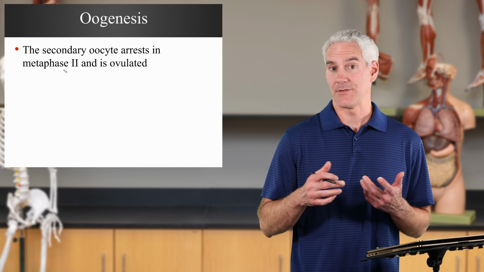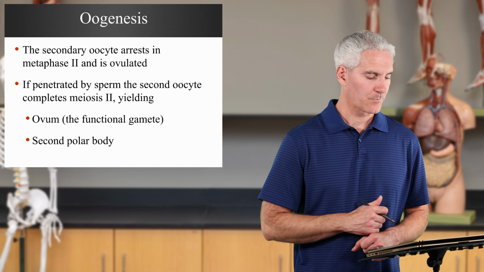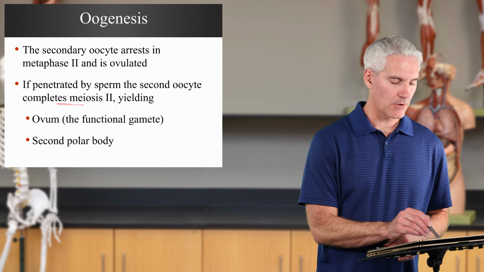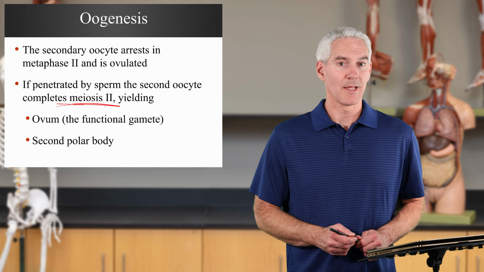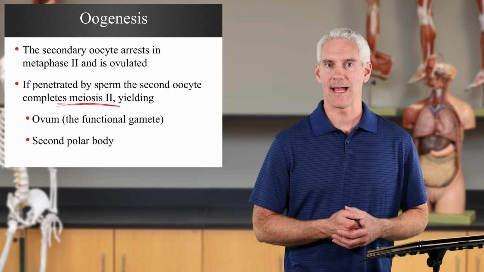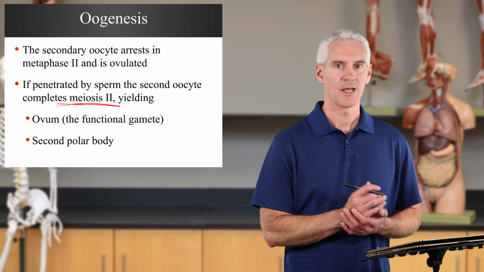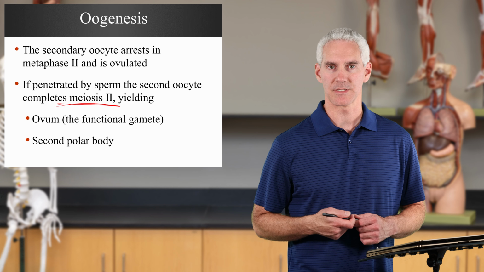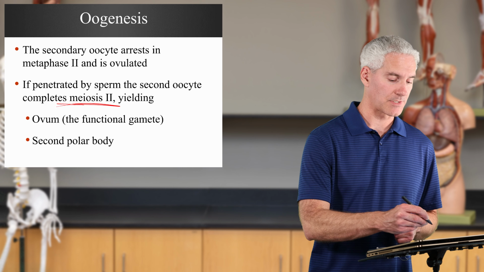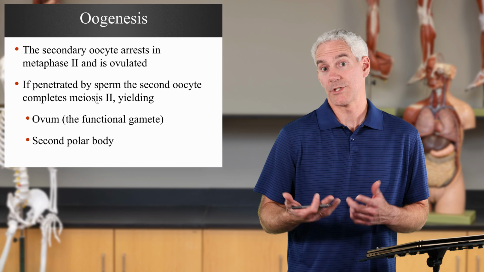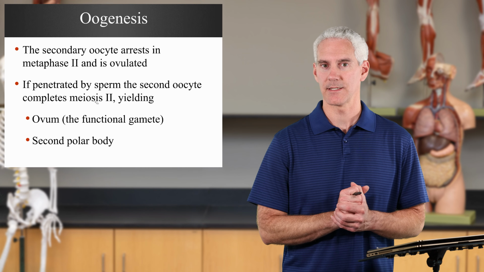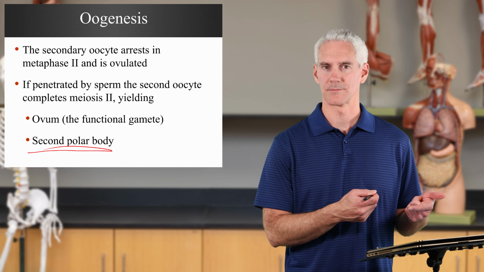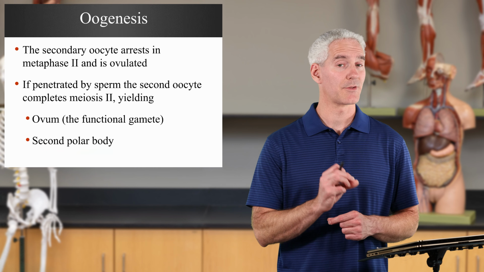Once ovulated, obviously it goes into the uterine tube, and if it's penetrated by a sperm cell, then it'll complete meiosis 2. If a sperm cell never penetrates the arrested, paused oocyte, you never finish meiosis. But if that sperm cell penetrates the oocyte, then now we'll finish meiosis 2, which yields the ovum, the egg. This is now the fully mature egg, and another polar body. You're saying, well, hold on, that's 2. Where's the other one? We'll get back to that in a second.